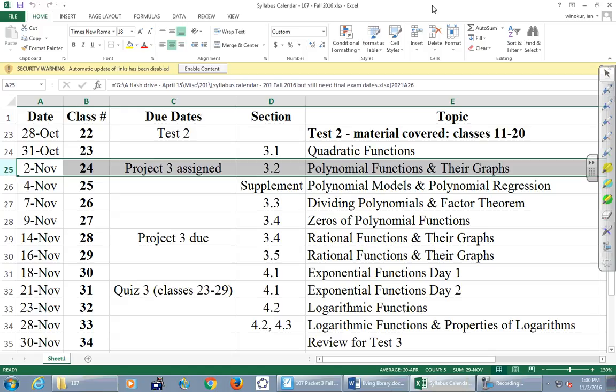Today is November 2nd. It's our 24th class of the semester. Project number 3 is officially assigned. Grab a copy from your table. Project 3 is going to be due November 14.